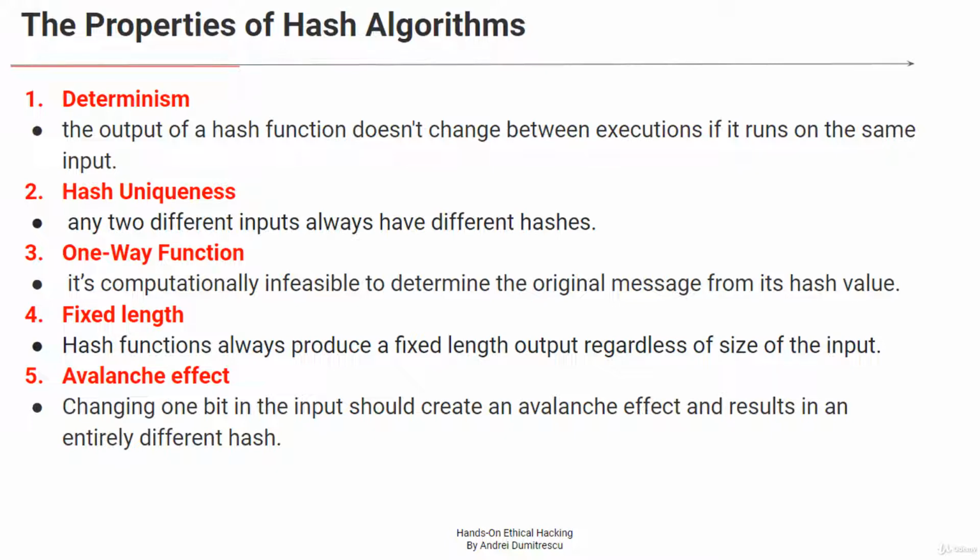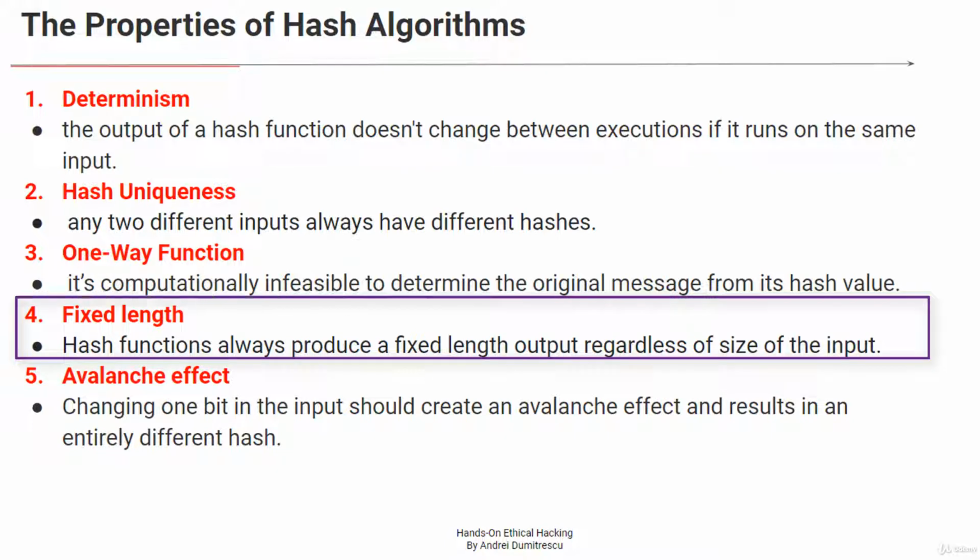Hash functions always produce a fixed length output regardless of the size of the input. For example, SHA-256 always produces a hash of 256 bits and SHA-512 a hash of 512 bits. In fact, the number after the SHA word means the length of the output hash.